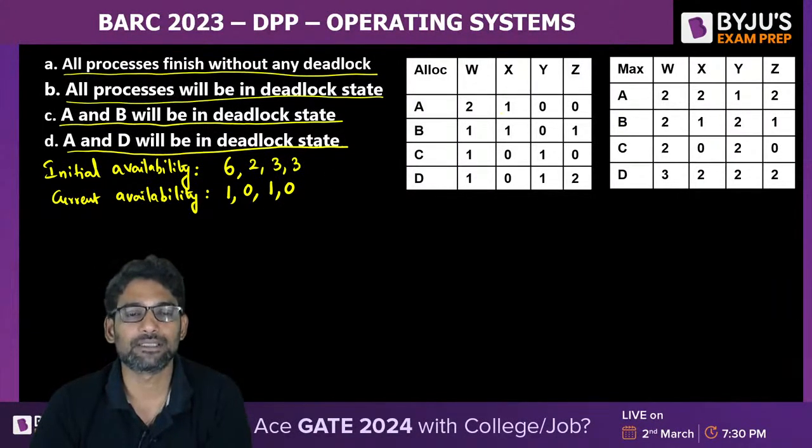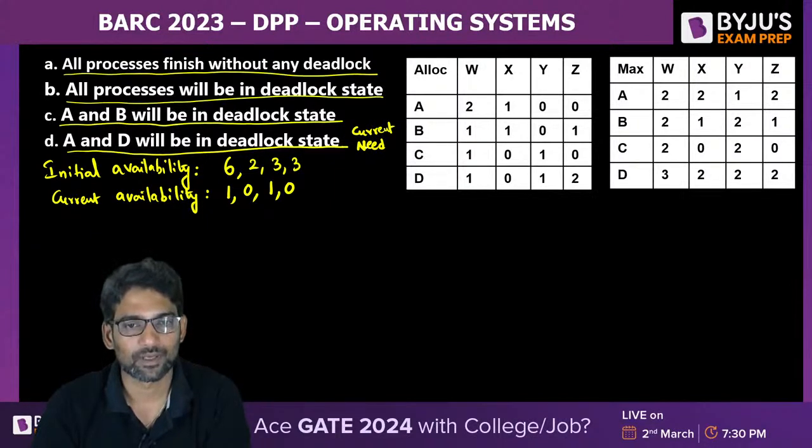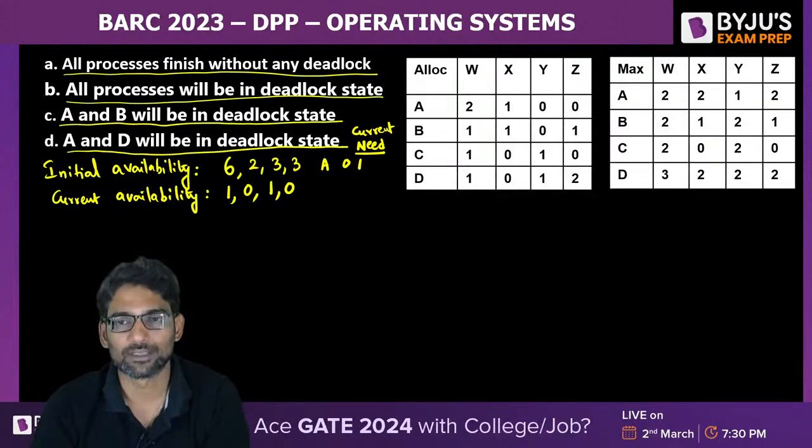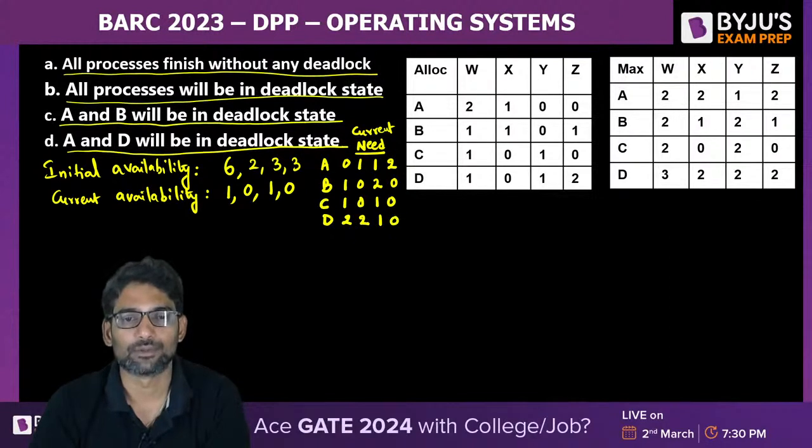Now, after this allocation, what would be the need? Current need for A, 2 minus 2, 0, 2 minus 1, 1, 1 minus 0, 1, 2 minus 0, 2. For B, 1, 0, 2, 0. For C, 1, 0, 1, 0. And for D, 2, 2, 1, 0. So, this is the current need. Now, as per the current availability and need, only process C we can satisfy. Only process C can be served.